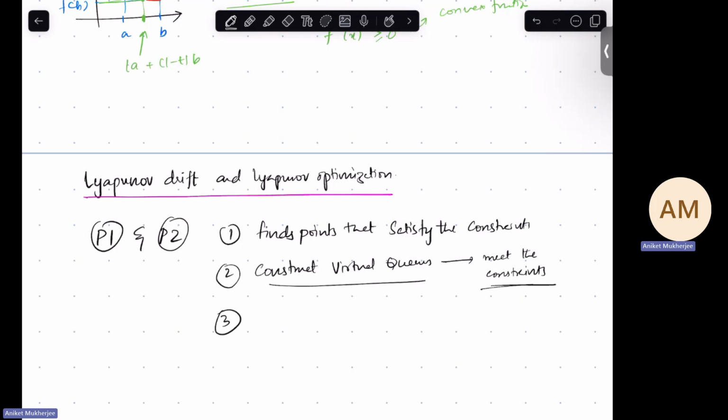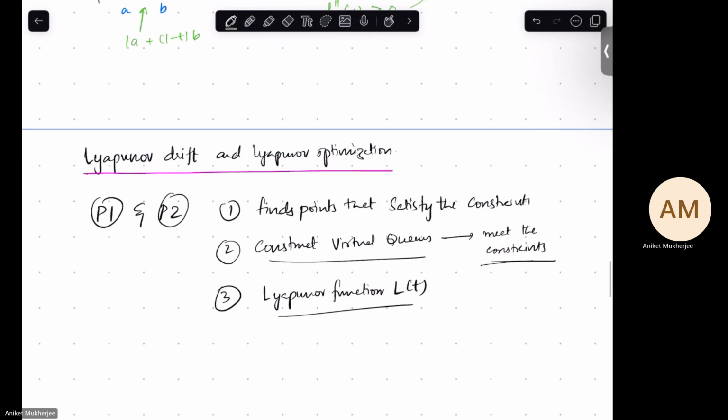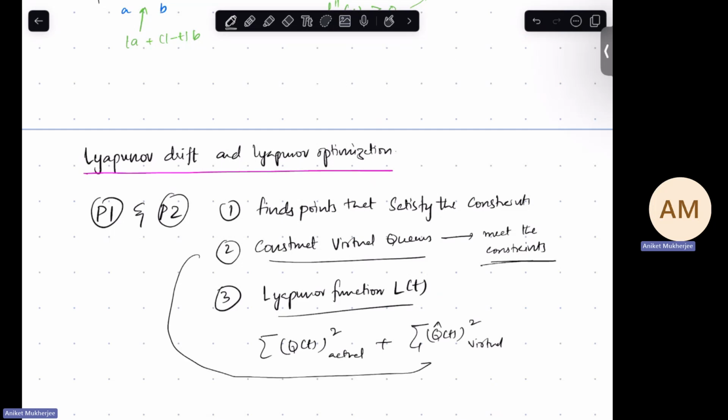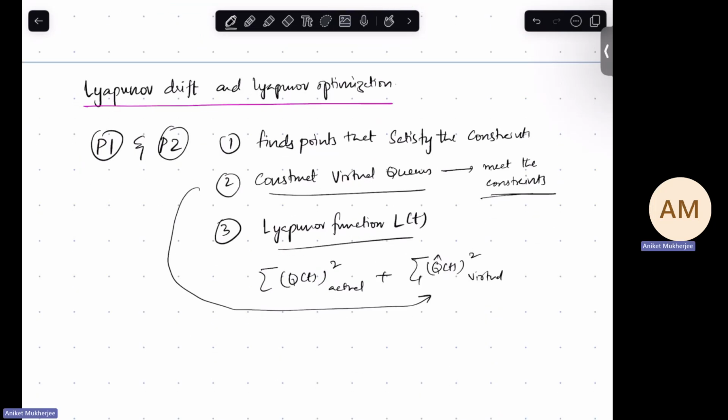Next, we define a Lyapunov function, L(t), as the sum of backlogs of queues, the actual network queues which we have defined as Q, and also the sum of the square of the virtual queues, which we have defined in step two. We define this as the Lyapunov function.